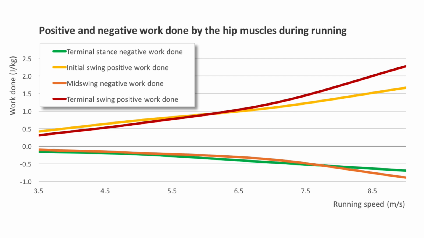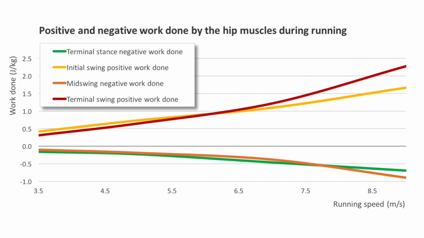And as we can see, the red and yellow lines, which are the positive work done by the hip, increase quite markedly with increasing running speed. Whereas the green and orange lines, which represent the negative work done, don't increase by quite as much. And we can also see that the work done at the end of the swing phase, in the red line, increases more than the work done at the start of the swing phase, which is the yellow line.